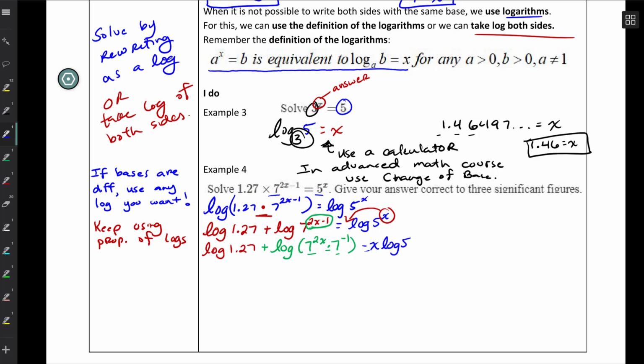So let's think about what we can do here. Well, next step, I have log of 1.27. I can again separate these two and I can move my variables out of the exponent. I can say this is going to be the product of two logs, which means I can add them.